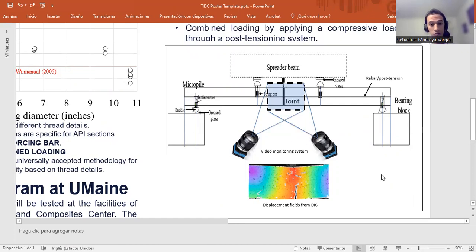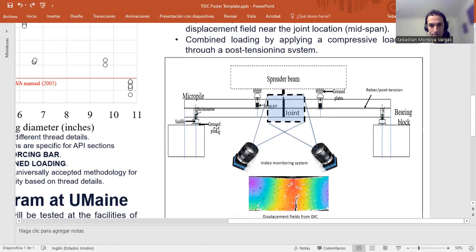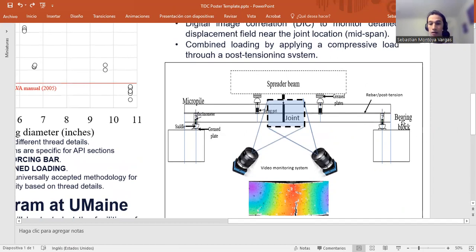We are going to monitor displacements and rotations through the length of the pile, but we are going to pay more attention at the location of the joint, where we are going to use digital image correlation to have a detailed field of strains and displacements. Also, the combined loading, just in case you wonder, we are going to do simultaneous compression and bending by using a post-tensioning system and an unbonded Dywidag bar inside the element. So we first apply the compression through the Dywidag bar, and then we apply the lateral loads.